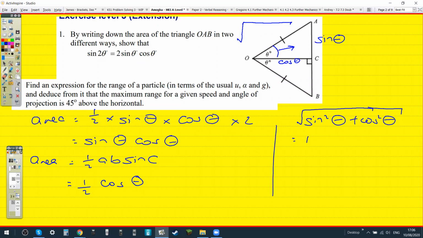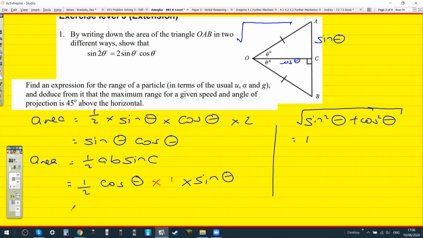And so it would be a half cos theta times 1 times sine theta. But then you'd have to times it by 2 again. So it'd just be cos theta sine theta. Times 2, so you get the same thing. What if we were to take the whole thing into account?